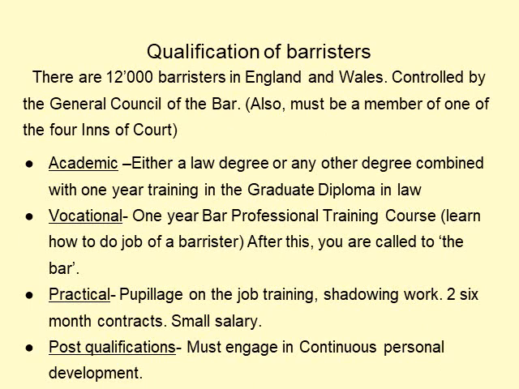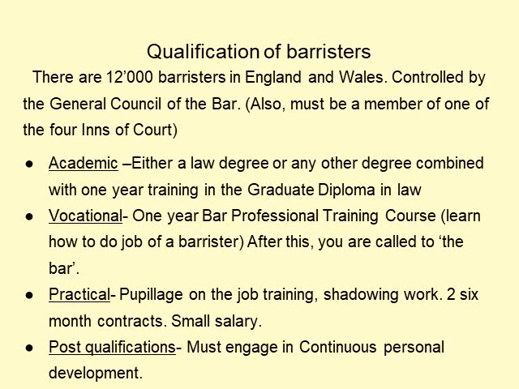In terms of qualification, there are only 12,000 barristers in England and Wales. In terms of other types of lawyers, that's quite a low number, and they're controlled by the General Counsel of the Bar, and they're members of one of the 4 Inns of Court, as we said a second ago. In terms of qualifying, you start with the academic stage. You either have to complete a qualifying law degree or any other degree combined with a 1-year training in the graduate diploma in law. You then go on to do vocational training, which is a 1-year bar professional training course where they learn to do the job of a barrister, and after this they are called to the bar.